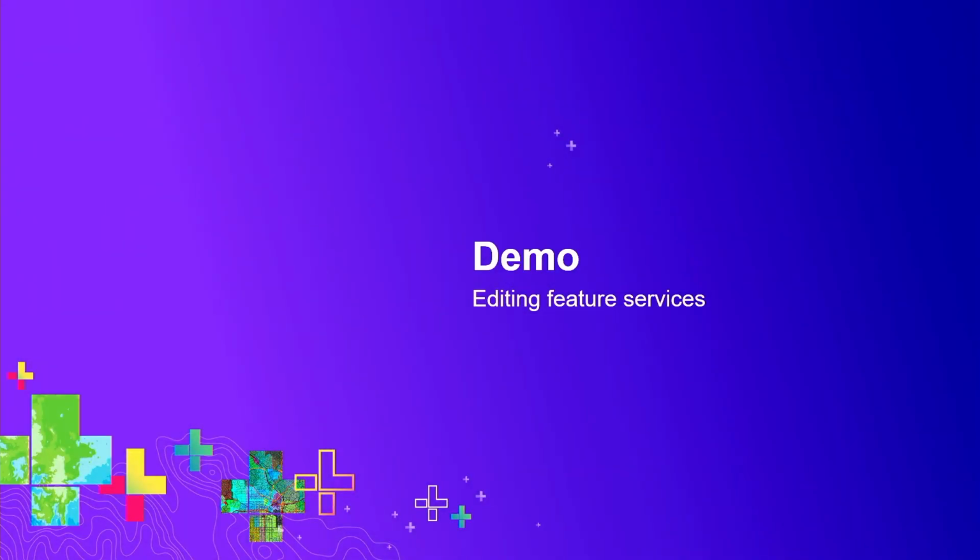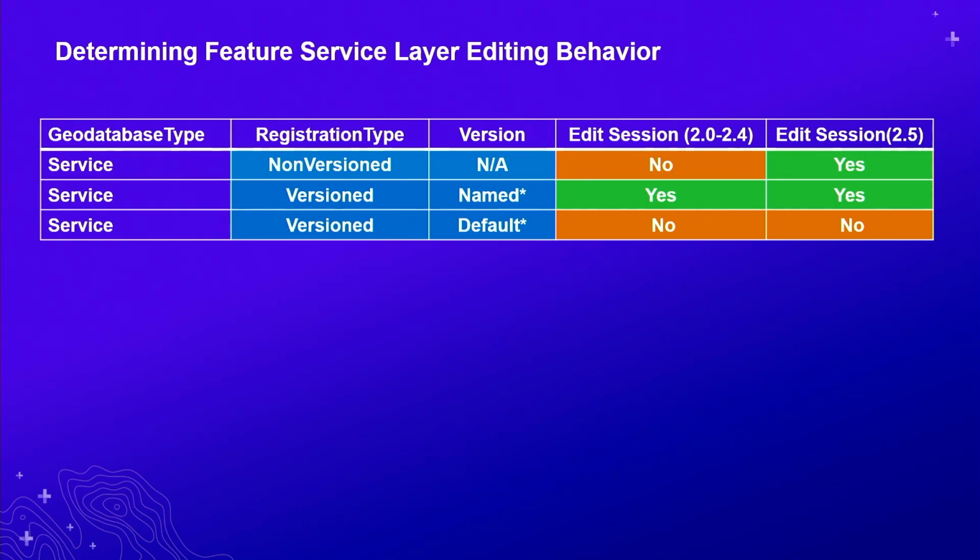And now a demo on editing feature services. Okay. So in this table here, I've summarized some of the editing behavior Russell just discussed. We're talking about feature service layers. So my geodatabase type is service in all cases, and determined as I showed in the previous demo. So we're focusing really on registration type. So there are two types, non-versioned and versioned. Non-versioned then, at 2.4 and before, there was no edit session. At 2.5, there is an edit session, and that's the main change.